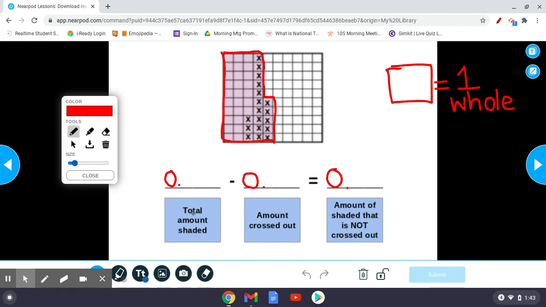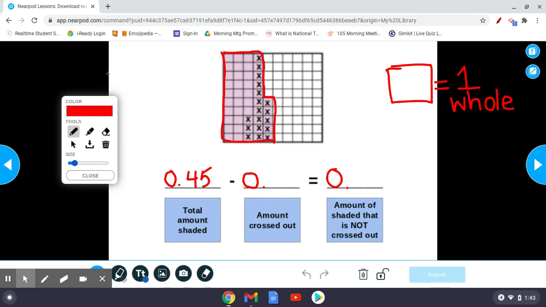So the first number is the total amount that's shaded. So we see that we have one whole column, which is 10, 20, 30, 40, 41, 42, 43, 44, 45. There are 45 little boxes shaded in. And we know that 45 little boxes are hundredths. So we're starting in this problem with representing 45 hundredths.